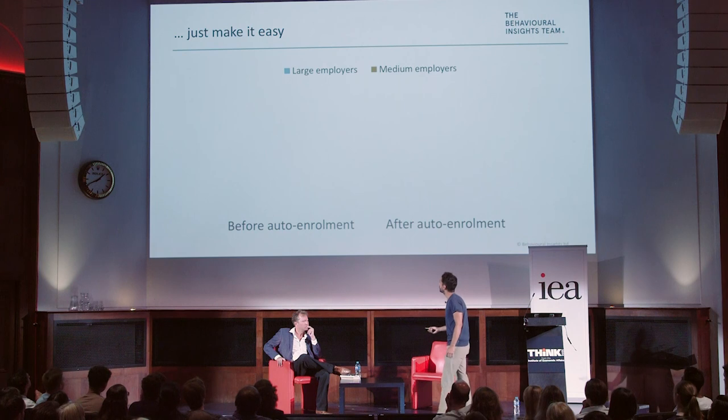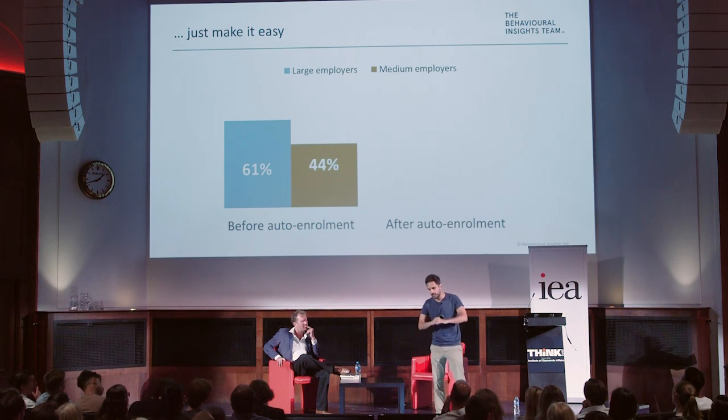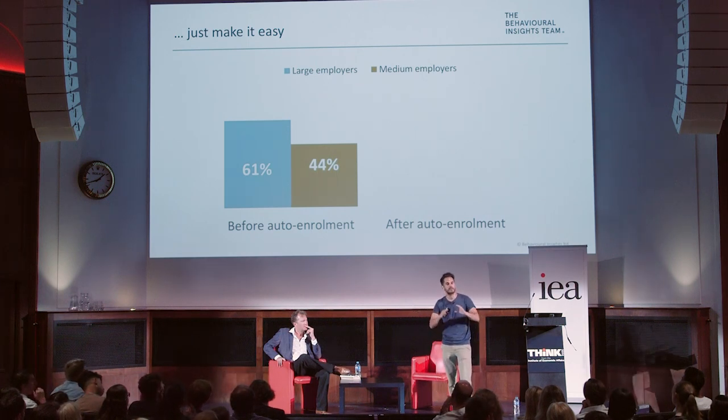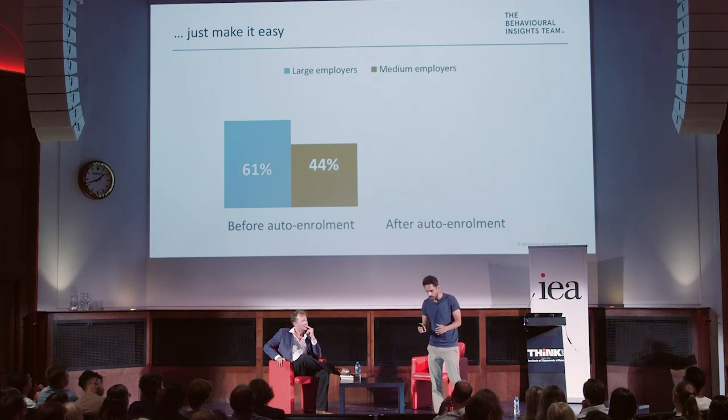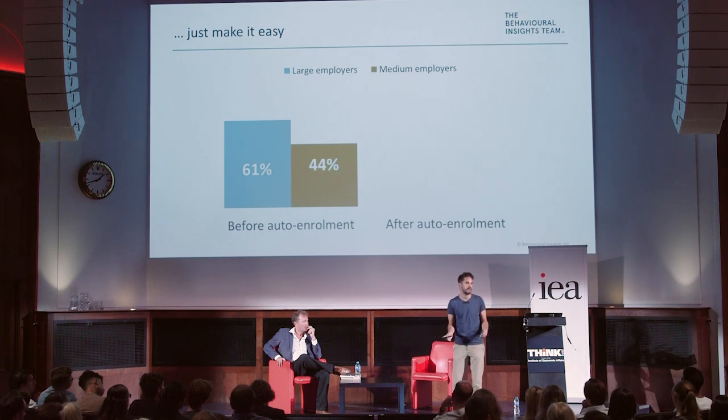This is what happened. Before auto-enrollment, this is how many people had pensions. Large employers a bit more, all right? Good chunk of the population. The government has huge information programs, huge tax subsidies. And classical economists, such as I used to be, would say, this is fine. It's people just optimizing their preferences. People don't really want pensions other than that. They're enjoying spending their money now on ice creams and whatever it is.